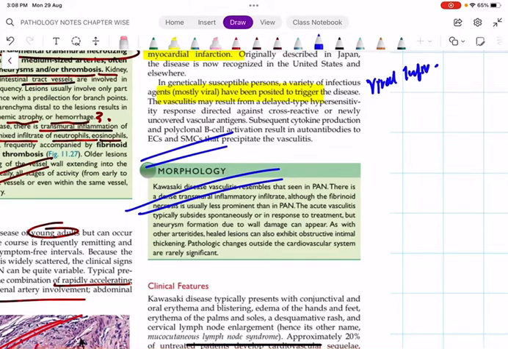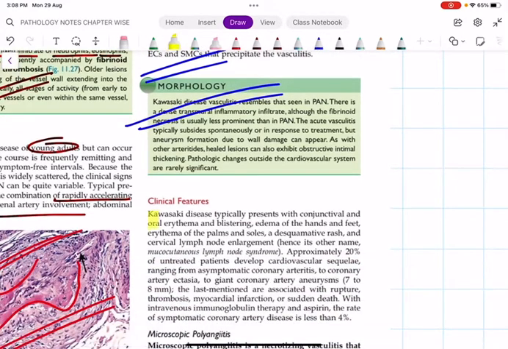I'm going to give you a clinical case scenario. It presents with conjunctival and oral erythema, blistering, edema of hands, desquamative rashes and cervical lymph node enlargement. Here is the history: a 3-year-old child brought to hospital with complaints of fever, rash, swelling of hands and feet, erythema, desquamative lesions of palms and soles, and cervical lymphadenopathy. What is your probable diagnosis?